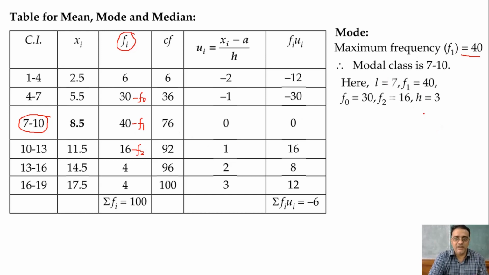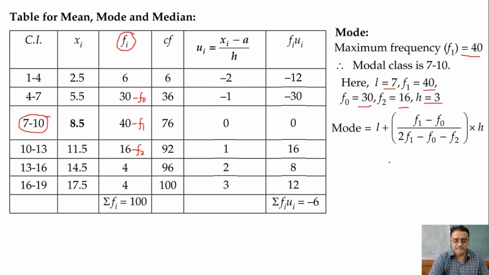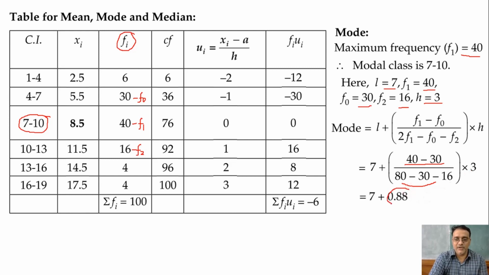Now we are writing all these values. L is 7, F1 is 40, F0 is 30, F2 is 16 and H is 3. Now write the formula, then substitute all these values. So 7 plus 40 minus 30 upon 80 minus 30 minus 16. So 40 minus 30 is 10 and 80 minus 46. Okay, into 3. We will get 0.88 approximately if you calculate.